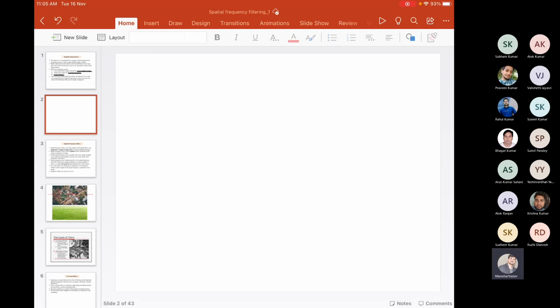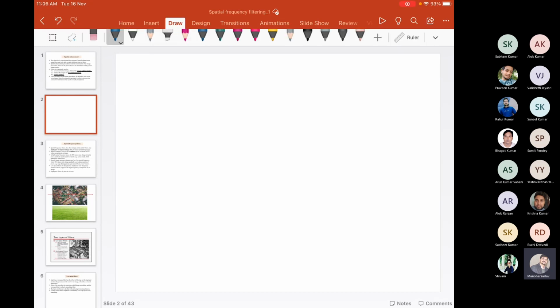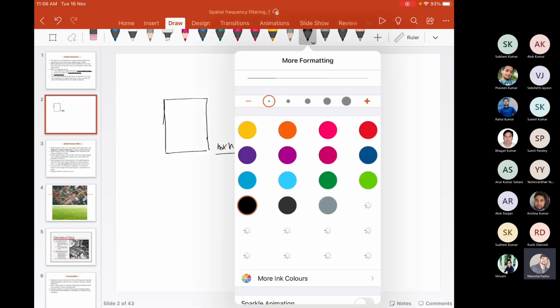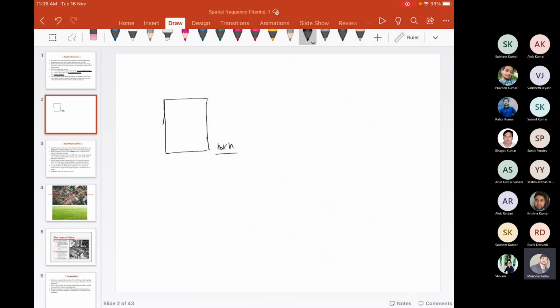What does this mean? Let's say we have an image of size m cross n. In the given m cross n image, let's consider it is an 8-bit image. When you draw the histogram, you can see the range of digital numbers which are used to represent different ground resolution cells in the m cross n image.